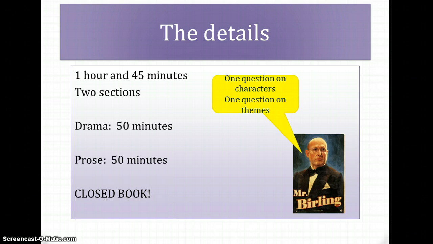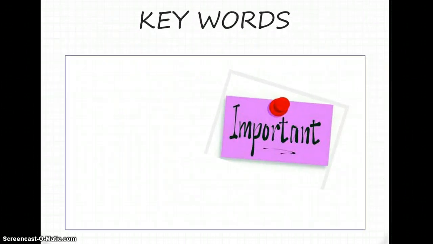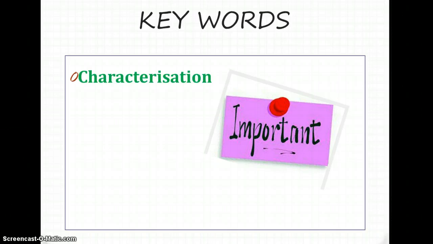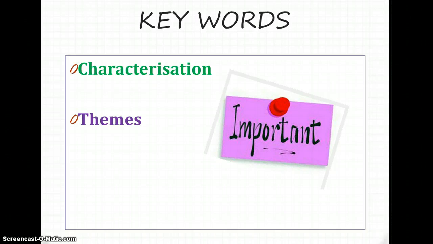So you'll have 50 minutes to answer a question on drama. That'll be View from the Bridge or Inspector Calls for most of our groups. And then you have 50 minutes to answer a question on prose. Key words, you must know these things about the plays. Here's what you need to revise, and about the book as well. Characterization, themes, plot, and setting. All of those are key for both parts of the exam.